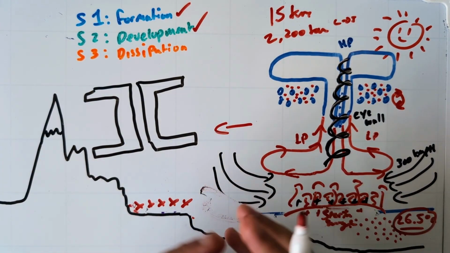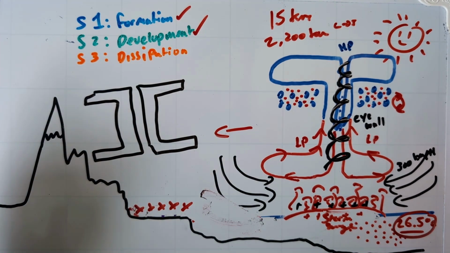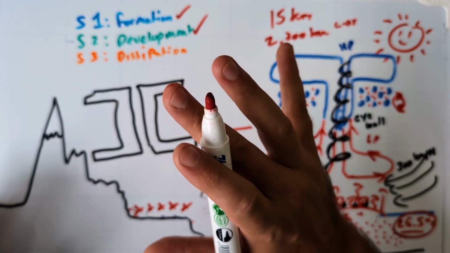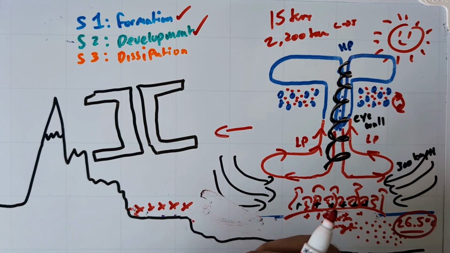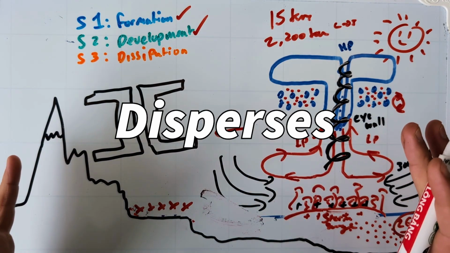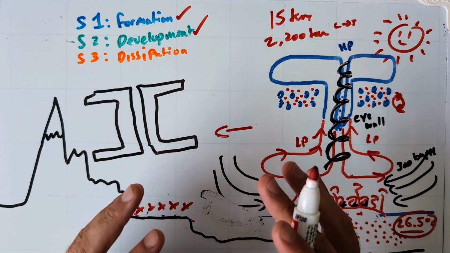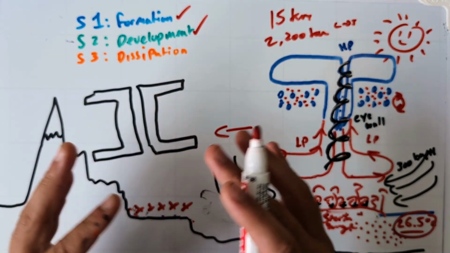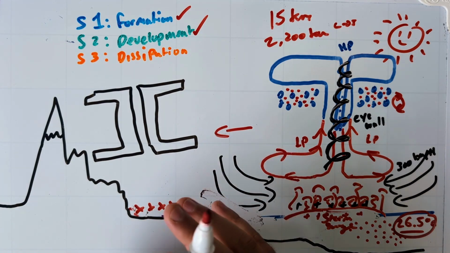So I use the metaphor of a car on a motorway that's run out of fuel. It doesn't screech to a stop, it slowly rolls to a stop, and that's exactly what happens. It disperses. This is when the eye collapses and it turns from a cyclone or tropical storm into just an area of low pressure, which we know as a rainy day.